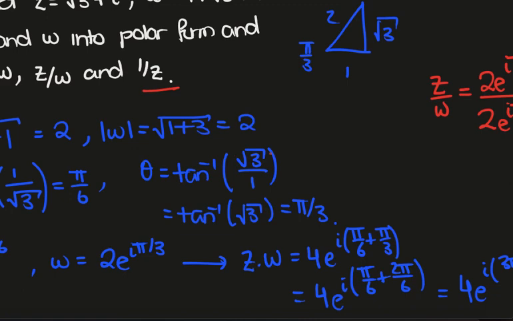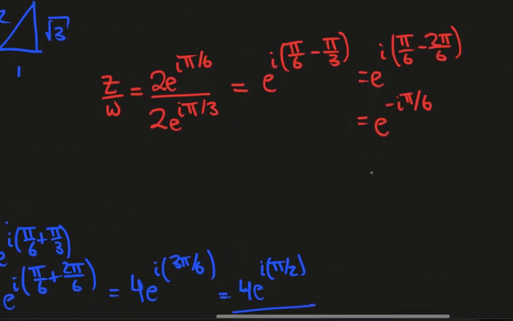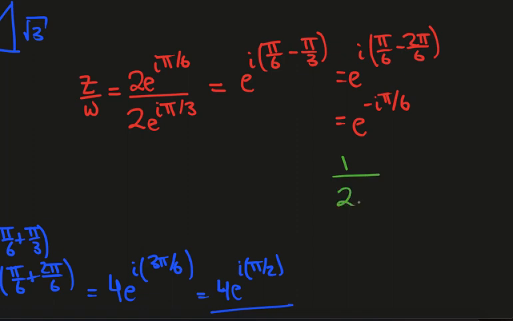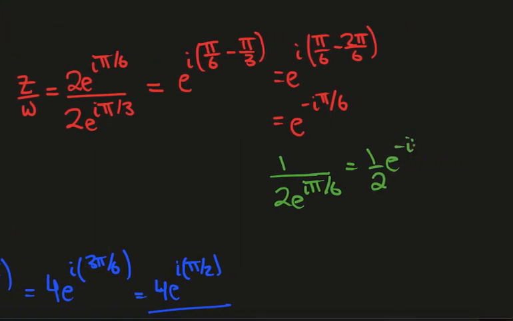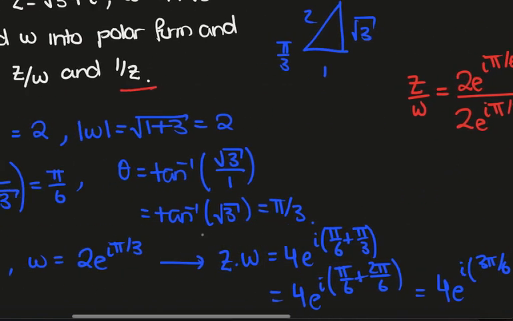Final question is to look at 1 over z. Let's put this in green. So what we'll have is 1 over 2e to the i pi on 6, which is just 1/2 e to the minus i pi on 6. And that's it for that. Okay, let's look at another example.